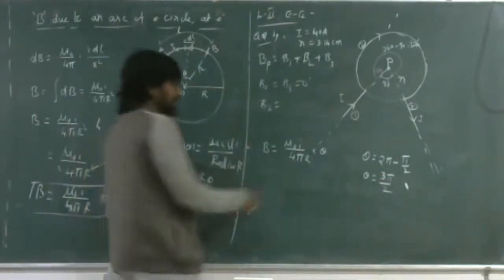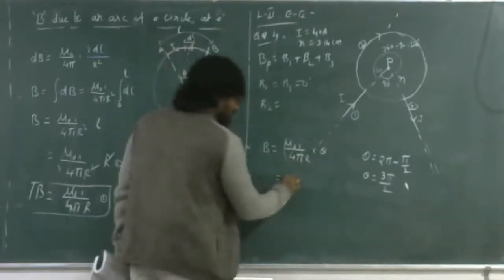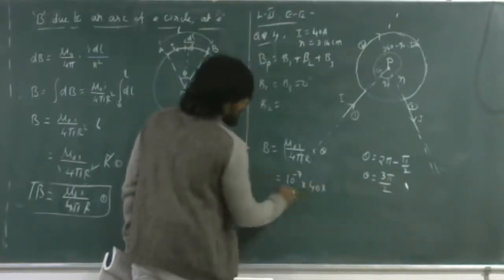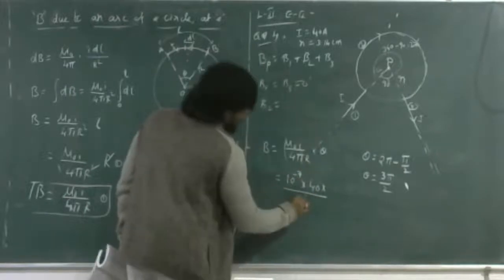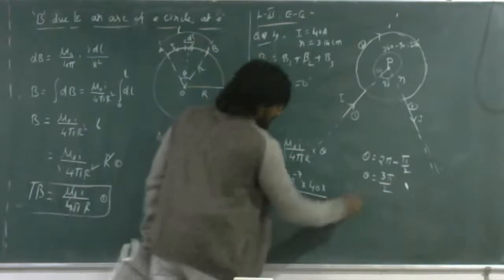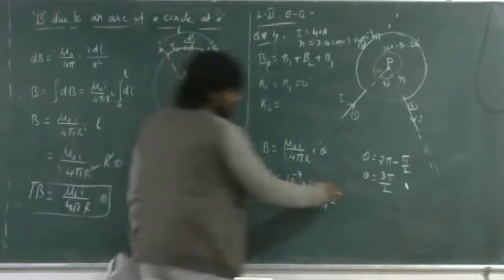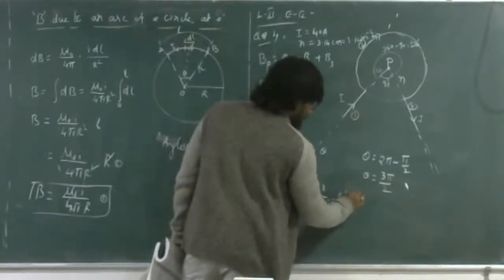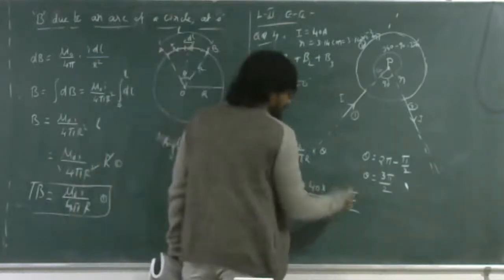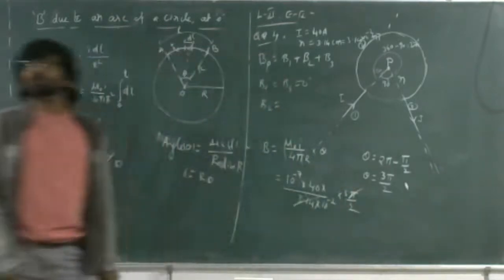Yes, substitute this here, then you'll get mu naught by 4 pi, the value you have to remember. What is this? 10 power minus 7. I is 40 ampere by R. R is 3.14 centimeters, so 10 power minus 2 meters. Then what else is given here? Theta is 3 pi by 2. Here the pi value you can again write as 3.14. So 3.14 and 3.14 will get cancelled.